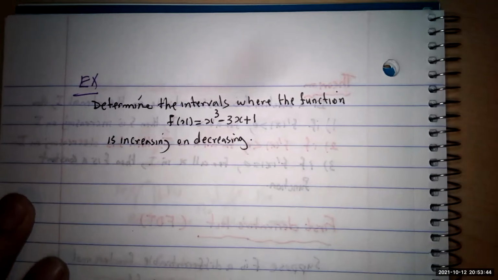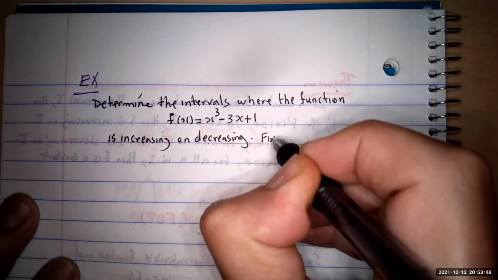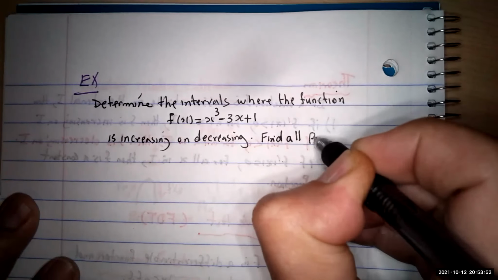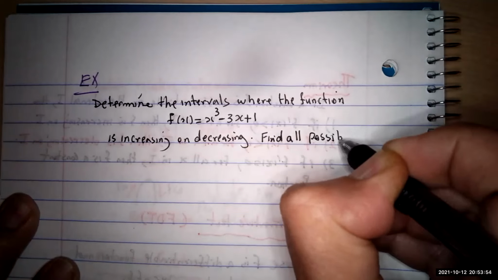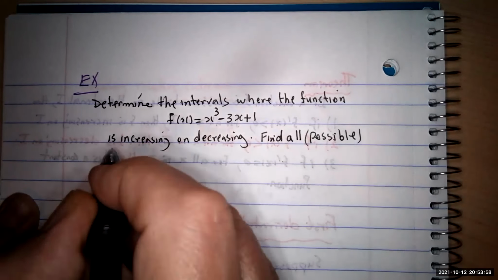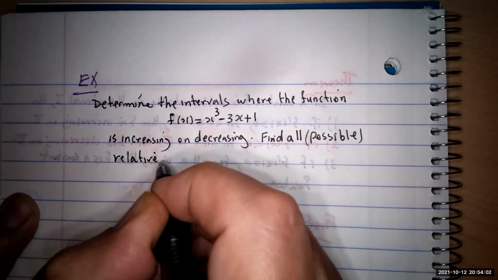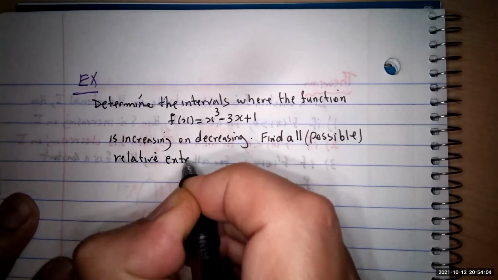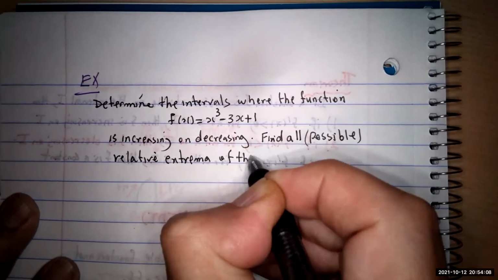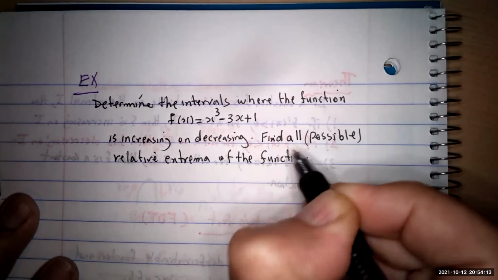Then they ask you to find all possible relative extrema of the function. You see, all of them together is going to be just one question.